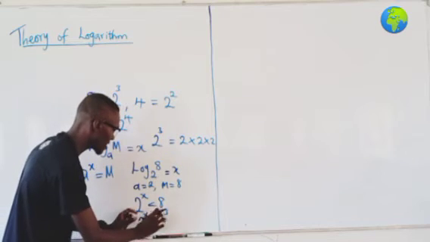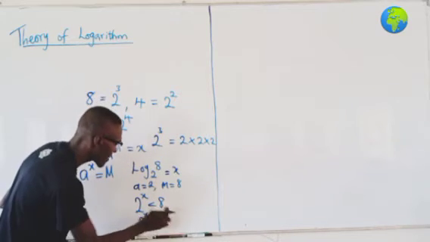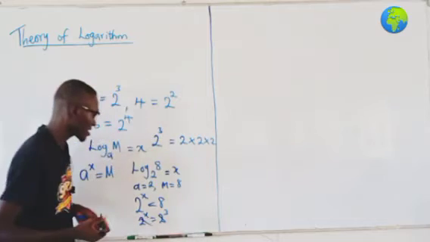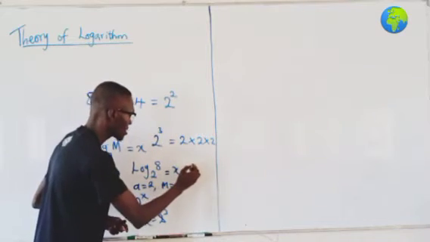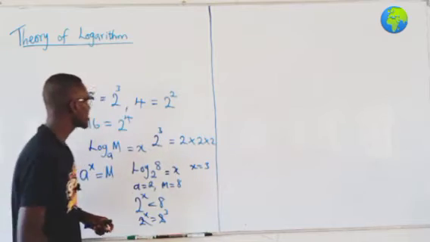I have 2, 2, that means I'll just equate the power. So if I'm equating the power, you can just say this one is cancelled out. This is x is equals what? That means x is equals what? 3. That's what I mean here.